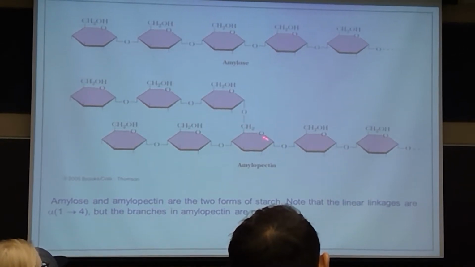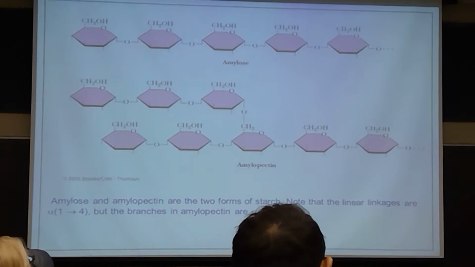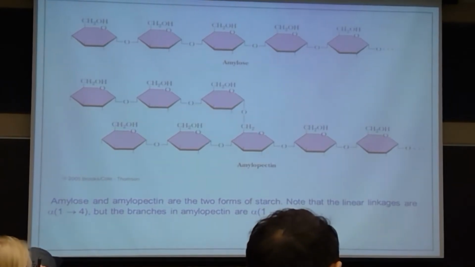So as soon as you say glucose, this is fixed. It is not alpha or beta. Alpha and beta is here. Now how do you differentiate alpha and beta? Beta is on top. Beta is up and alpha is down.